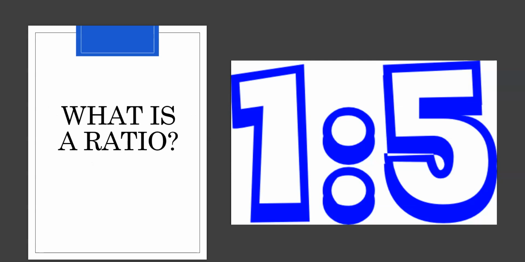Okay, so what is a ratio? Well, this is a ratio. We've got 1, and then we have the 2 dots in the middle, and then we have 5. So that is 1 to 5, a ratio of 1 to 5.